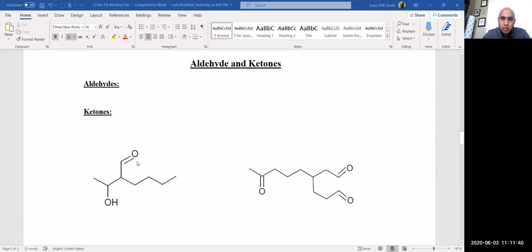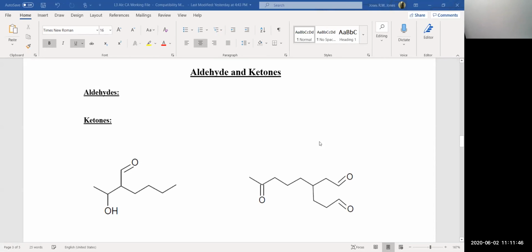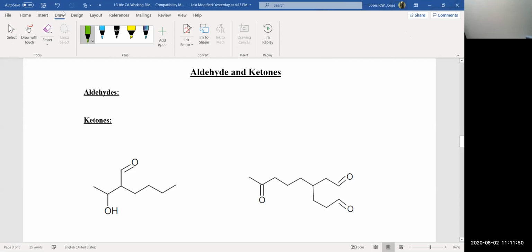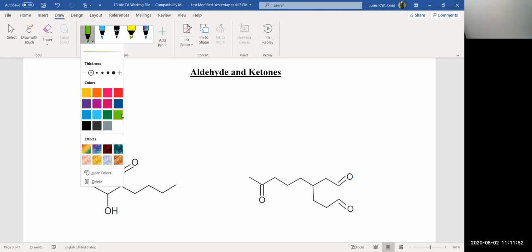I'm going to share screen. So same file as last time, except further down in the file, beyond alcohols and the phenols part of alcohols, you'll find aldehydes and ketones. Let me flip to tablet mode so I can write. Let's choose green ink again. Okay, there we go.